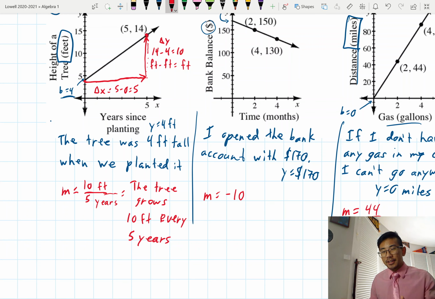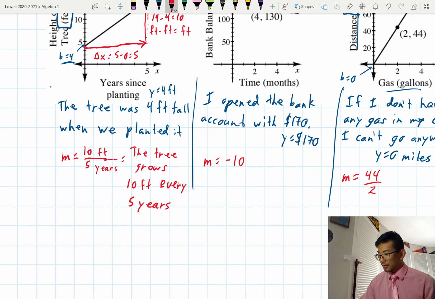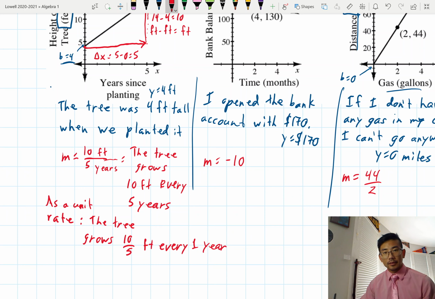So the question we should ask is, how could I write it as a unit rate? Or how much does it grow in just 1 year? And that's how you get where you would simplify it. Another way to say this, as a unit rate, the tree grows 10/5 feet every 1 year. Now, we wouldn't say that either because you would just simplify it, but in other words, it would be 2 feet every 1 year.